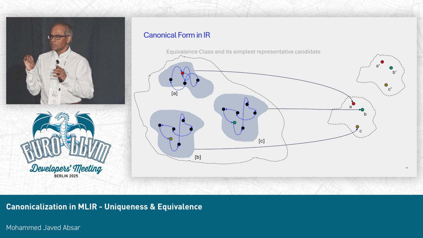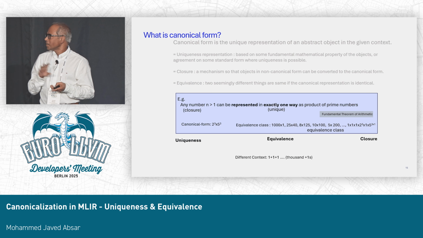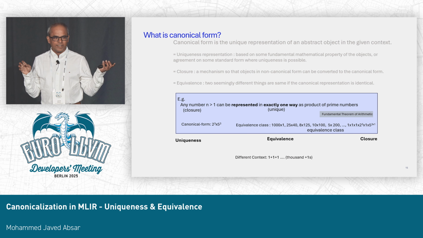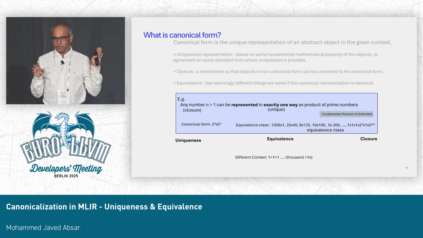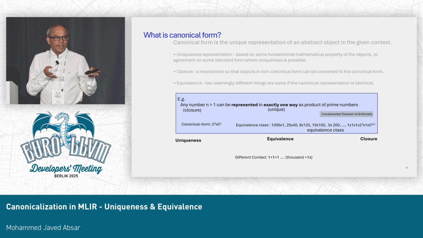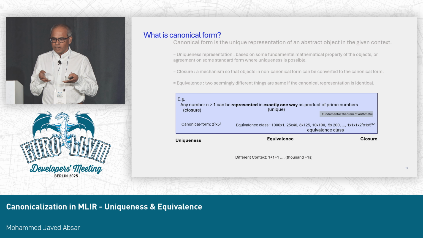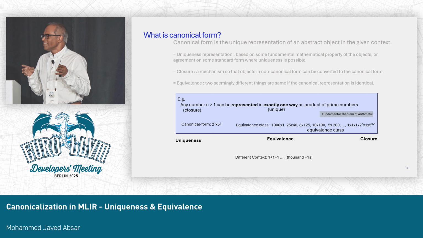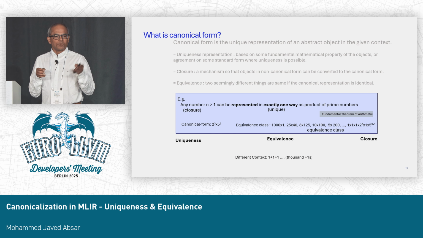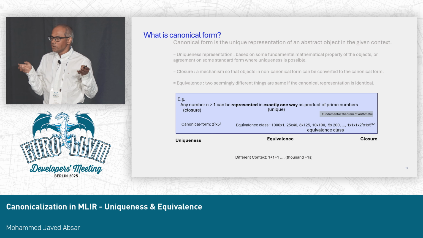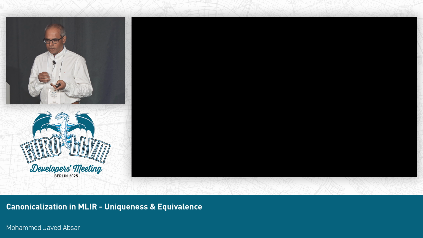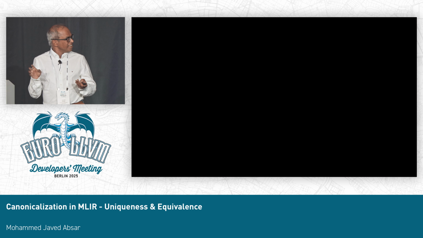And that depends on context, because what is the representation? Take an example: any number greater than one can be represented in one way using primes. That's the fundamental theorem of arithmetic. What's the context? You want to represent it as multiplication. The same number, 10,000 in this case, you can also represent as 1 plus 1 plus 1 plus 1... That's also canonical, unique, but that's a different context. So context matters.